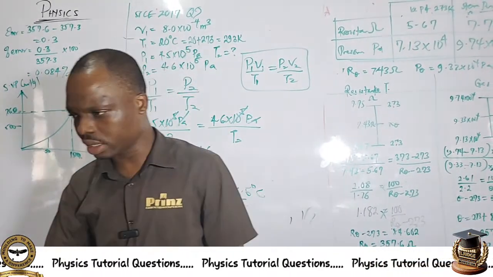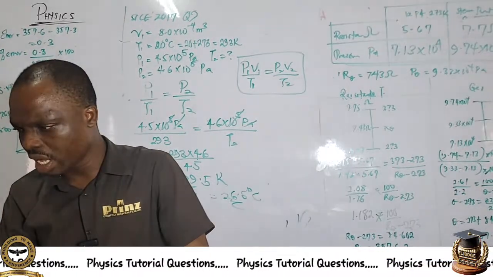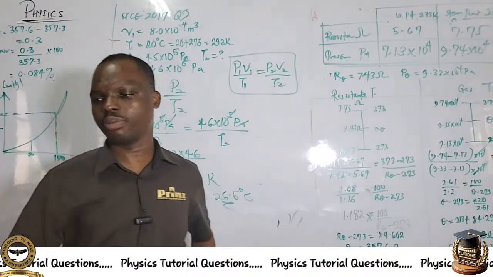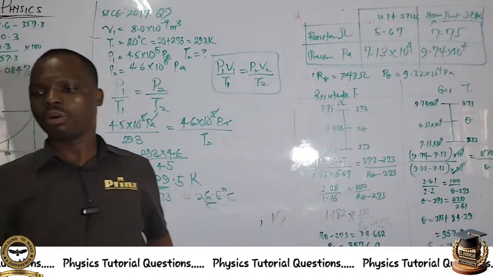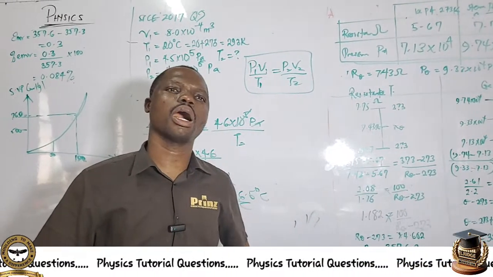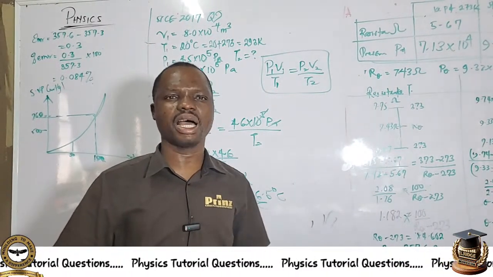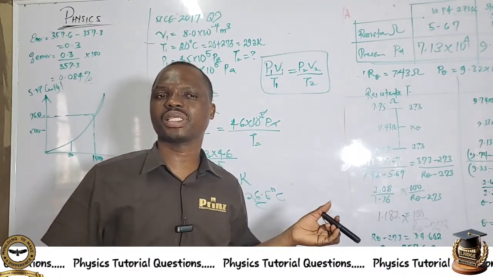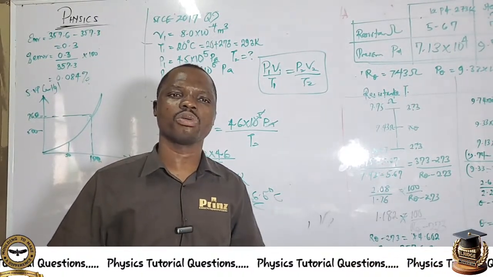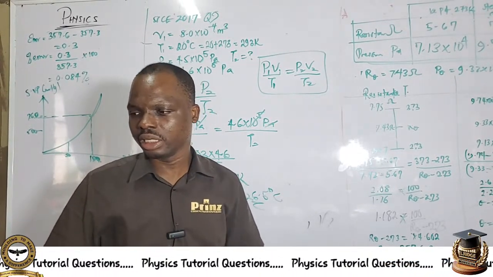Well, let's look at some other questions. Explain why it is not advisable to sterilize a clinical thermometer in boiling water. This kind of question is trying to test how much you understand the operation and function of a clinical thermometer. A clinical thermometer is one whose range is so small. It just starts from about 35 degrees Celsius to about maybe 43.